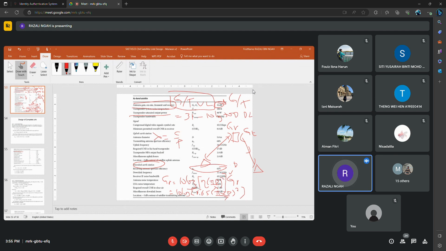And then you have to subtract: GR minus 10 log TS. TS is the noise temperature, here given as 33. So this value GR in dB minus 10 log 33, you will get downlink G over T.